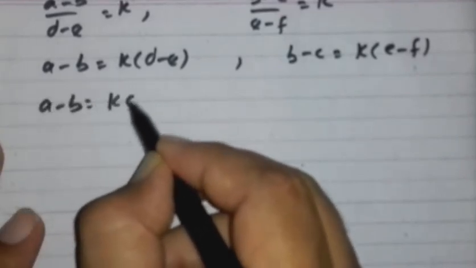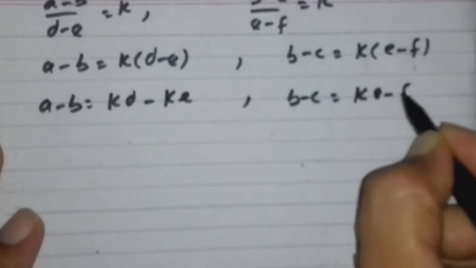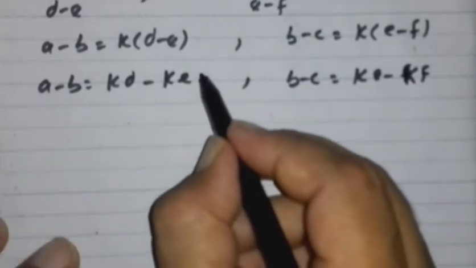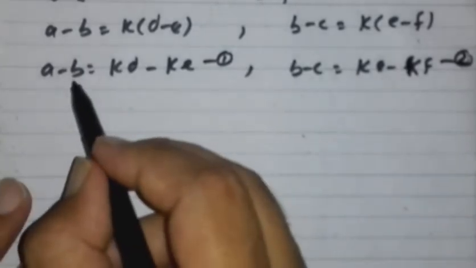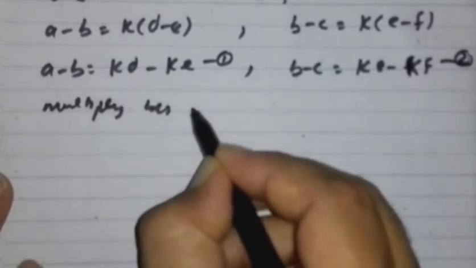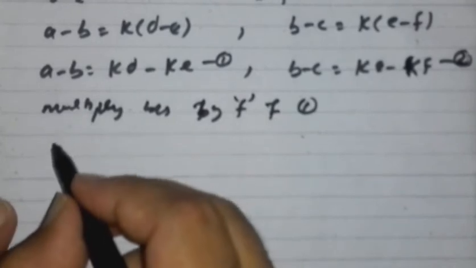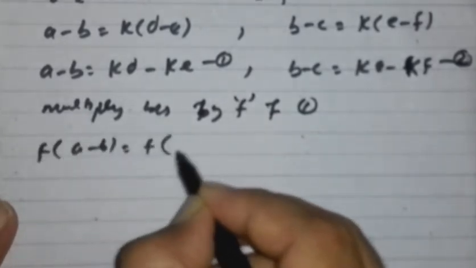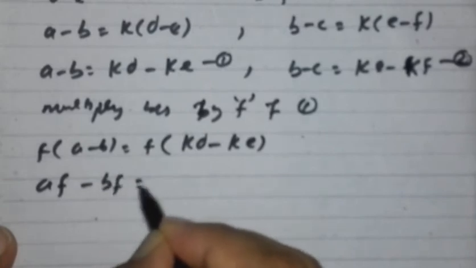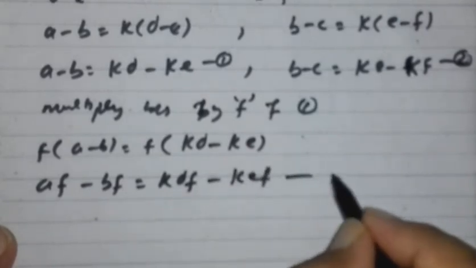A minus b equals to kd minus ke. B minus c equals to ke minus kf. Suppose this is 1 and this is 2. Multiply 1 by f and 2 by d. Multiply both sides by f of equation 1. F into a minus b equals to f into kd minus ke. So we get af minus bf equals to kdf minus kef. Say this is 3.